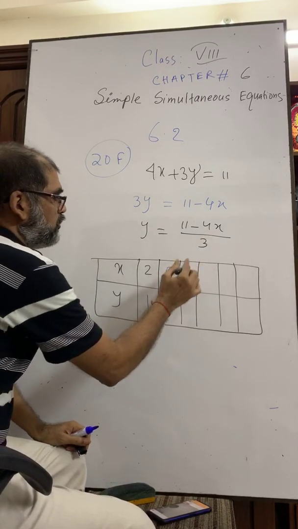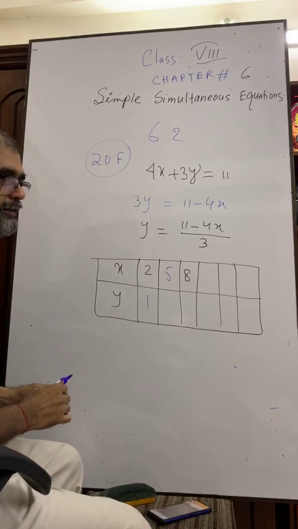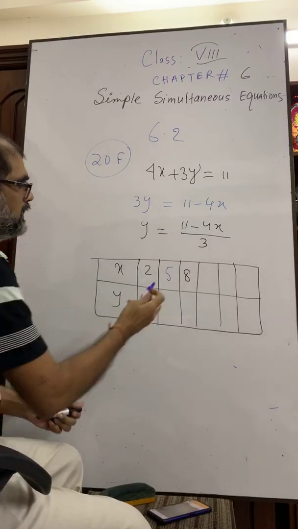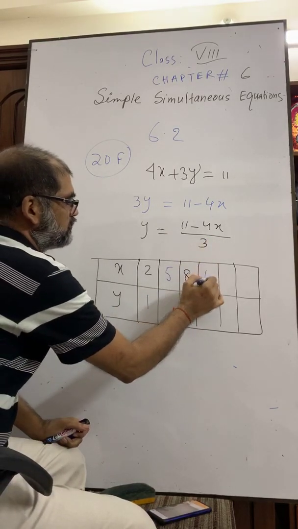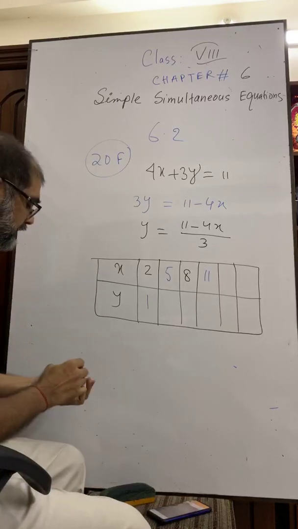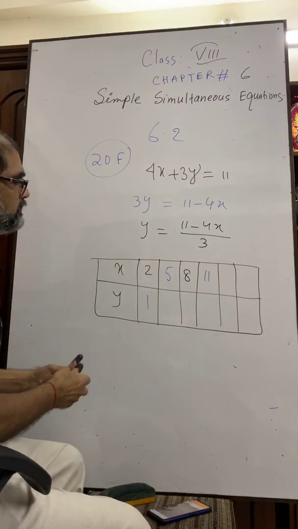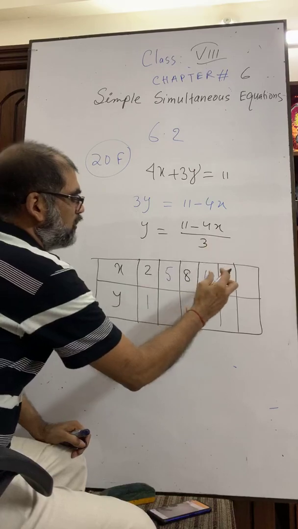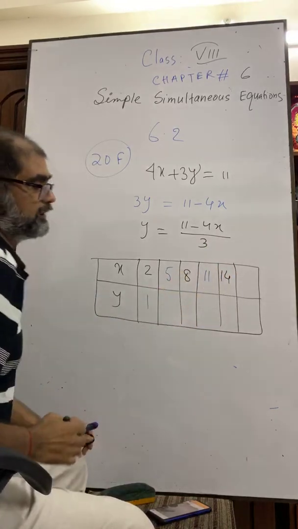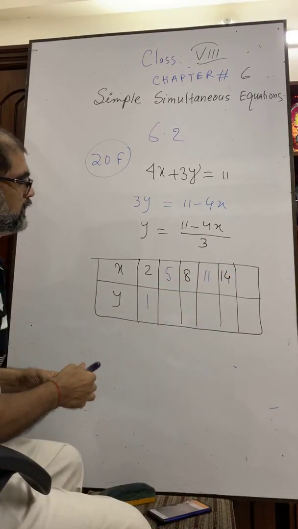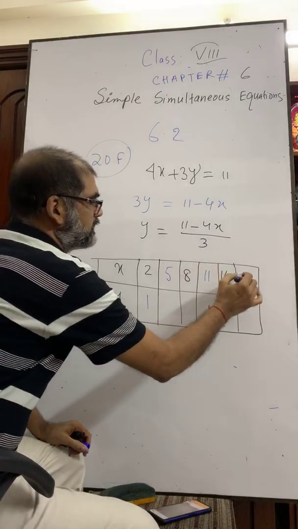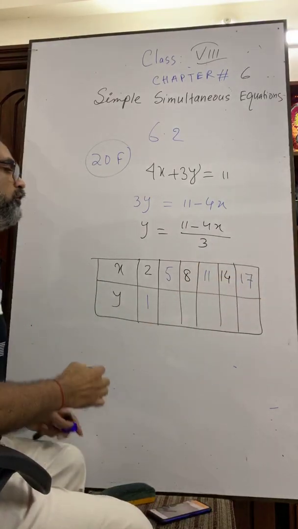5 plus 3 equals what? 8. Write down 8. 8 plus 3 equals what? 11. Write down 11. 11 plus 3 equals what? 14. Write down 14. 14 plus 3 equals what? Write down 17. What have I written?